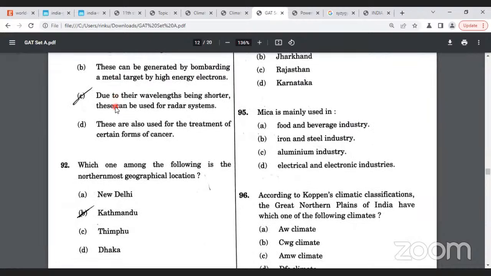Question 95, mica is mainly used in the electrical and electronic industries. This is both a science as well as a geography question. India used to be a major producer and exporter of mica earlier. It is not so now. Mica is pretty much a minor mineral now in India, but it is still widely used in the electrical and electronic industries.